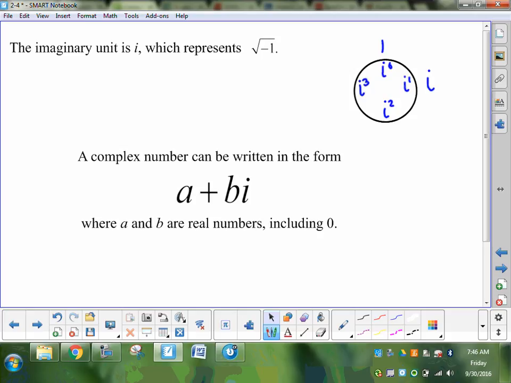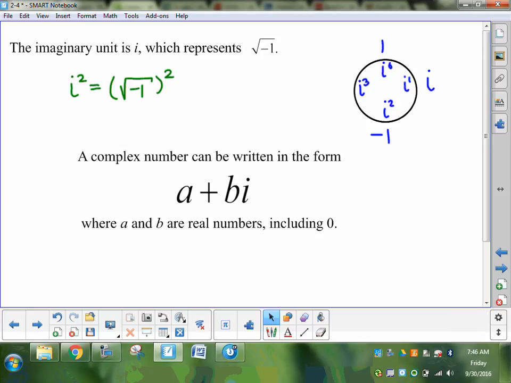Now, here's the part where there's a little bit of logic applied to it. i squared is equal to something squared. What is i equal to? Hands up, please, and tell me. What's i equal to again? So what would I get, Peter, if I took the square root of -1 and then squared it? -1. So i squared is going to give you -1.